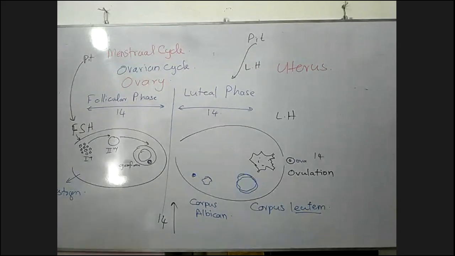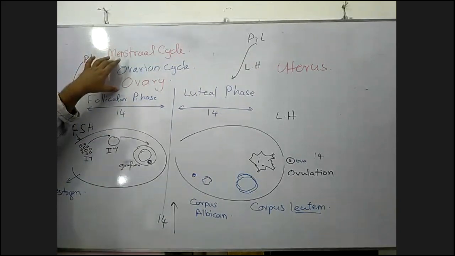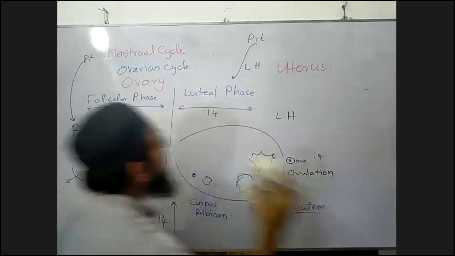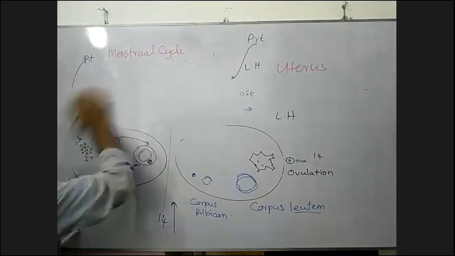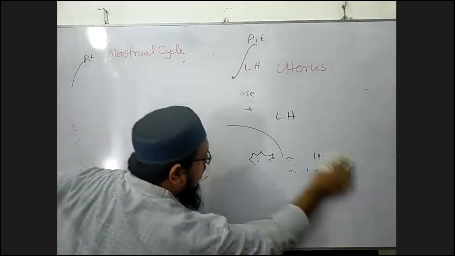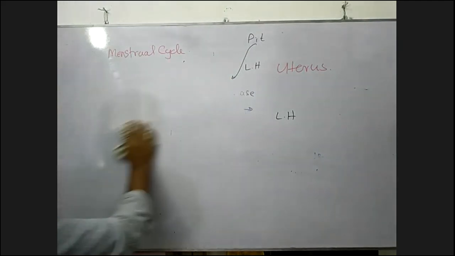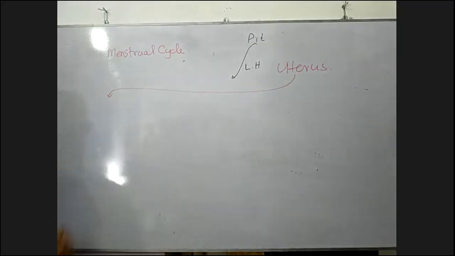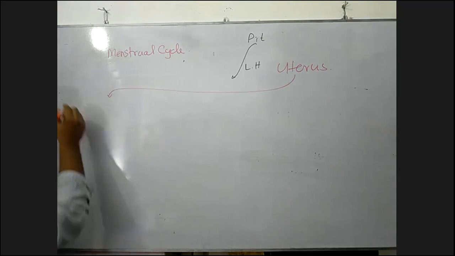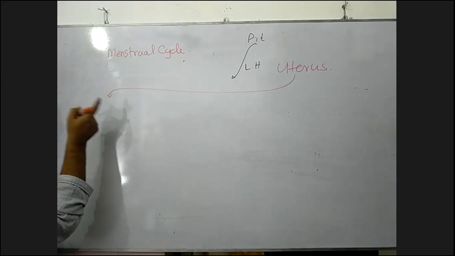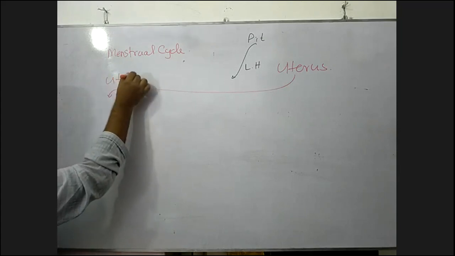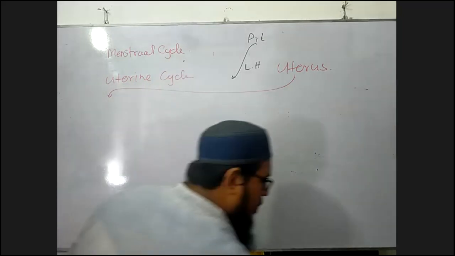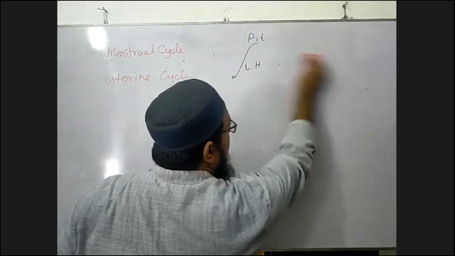Now you all know this is the ovarian cycle. Now we are going to the uterus part, the uterine cycle. When you look at the uterus, you know that uterus part, no? The cycle which is happening in the uterus is known as the uterine cycle.